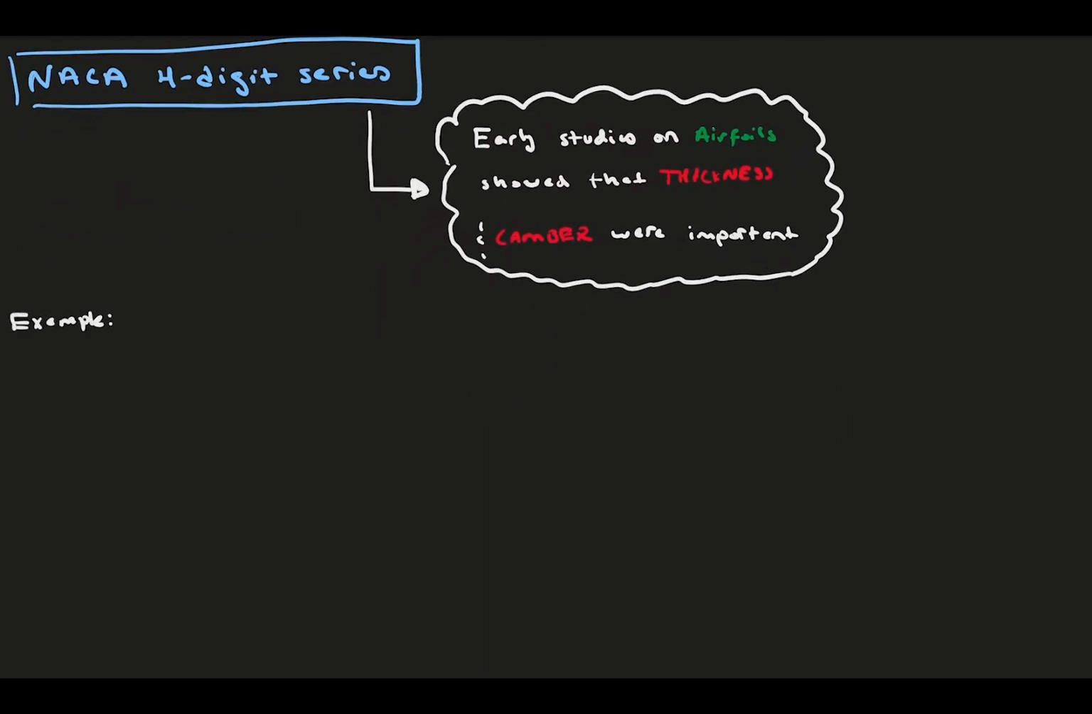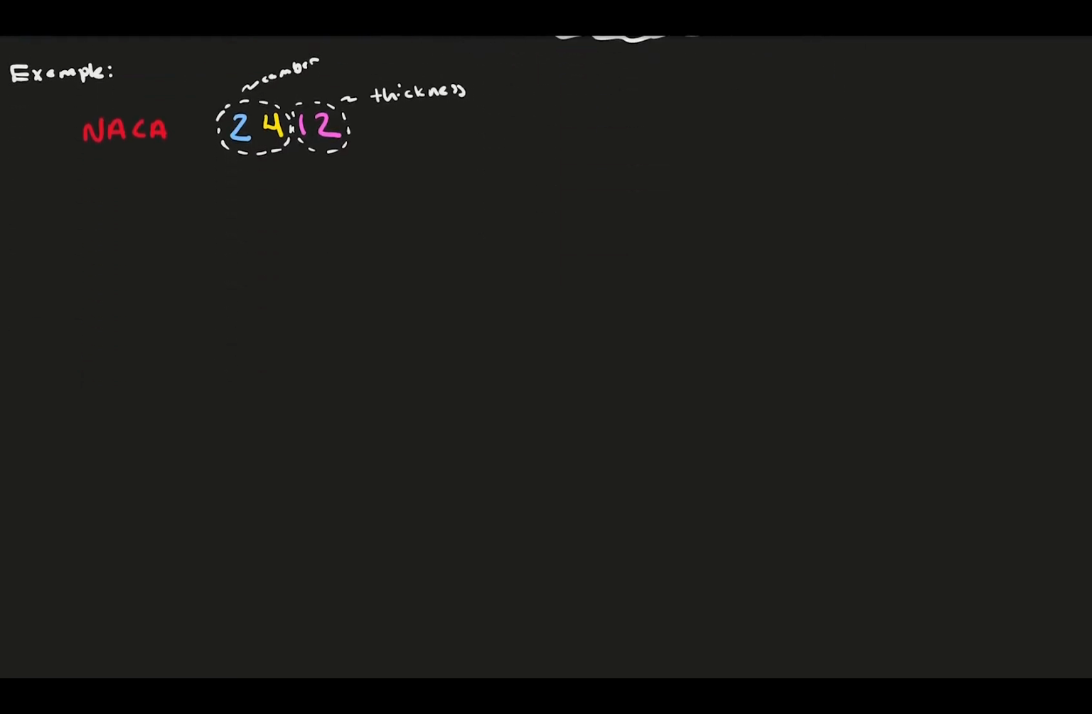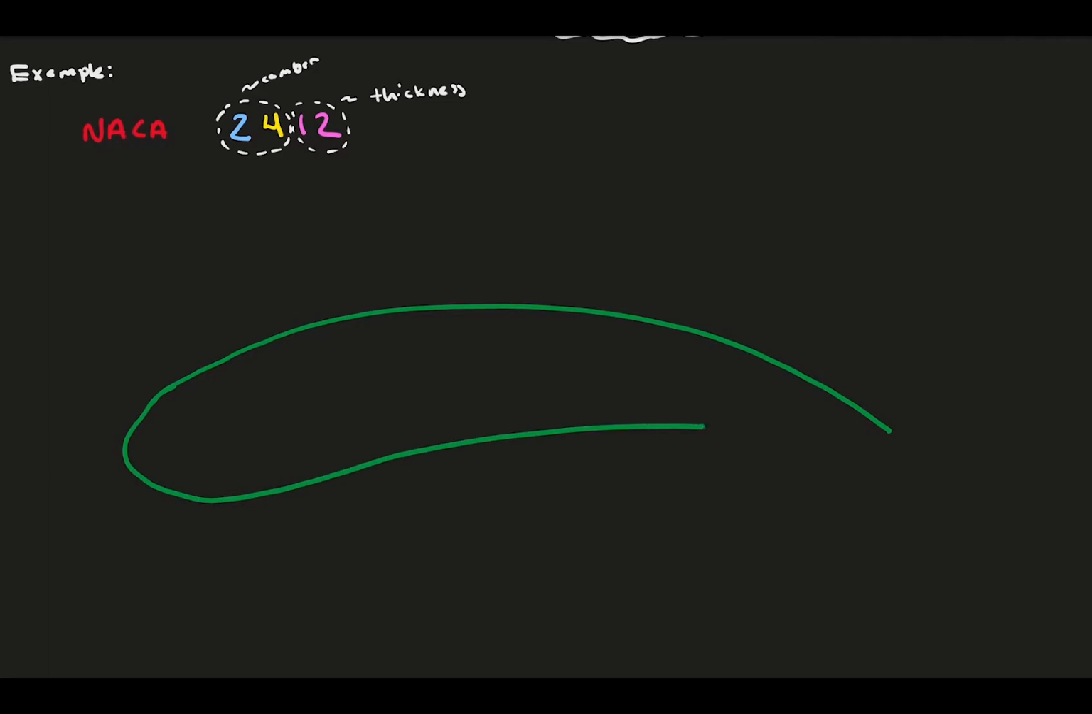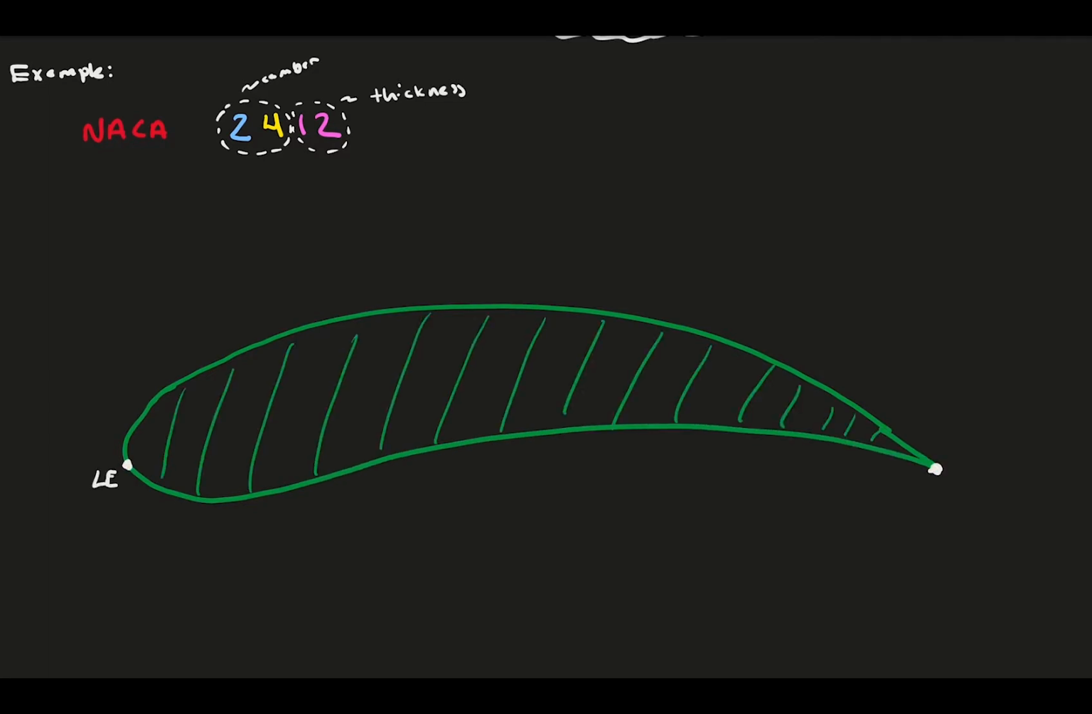The numbers in the NACA profiles have meaning. Take, for example, the NACA 2412. The first two digits tell you about the camber, and the second two digits tell you about the thickness. Let's draw the foil and label the chord line and the camber line, both connecting the leading edge and trailing edge.